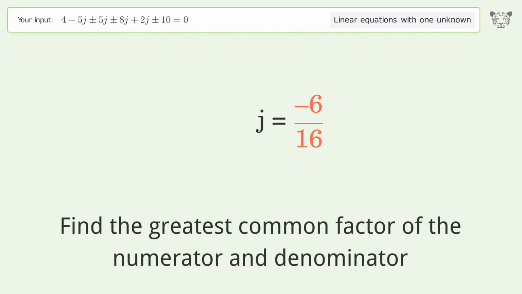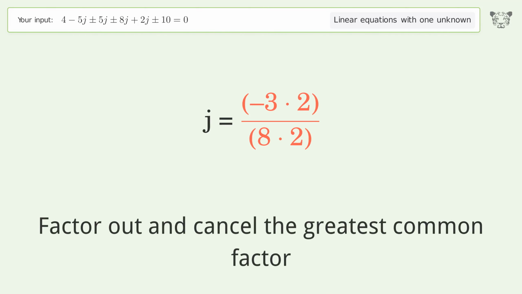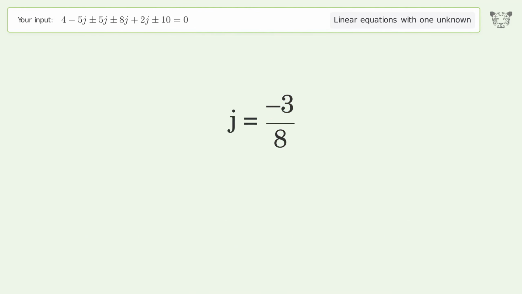Find the greatest common factor of the numerator and denominator. Factor out and cancel the greatest common factor. And so the final result is j equals -3/8.